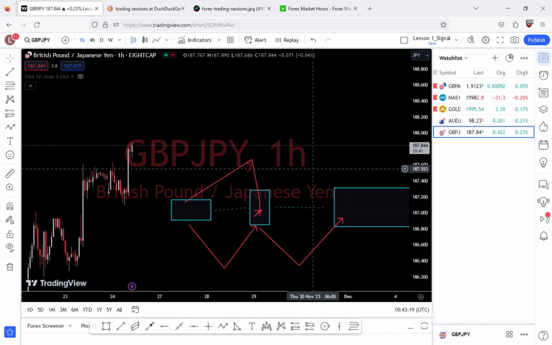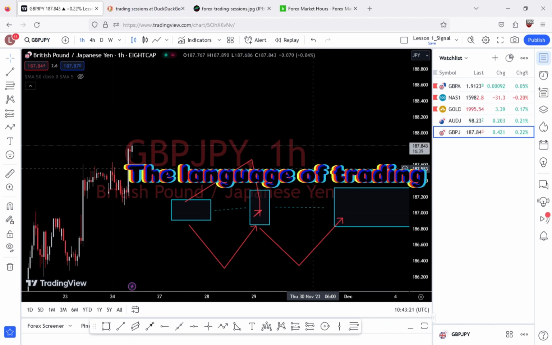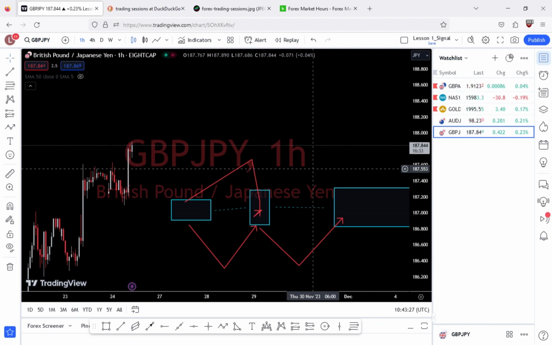The language used in trading, so that you have the advantage of knowing what people mean. Okay, so let's focus on the most important terminologies in trading.